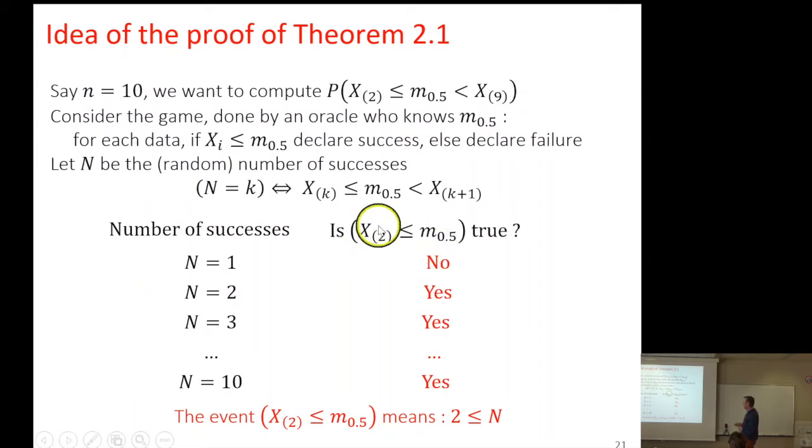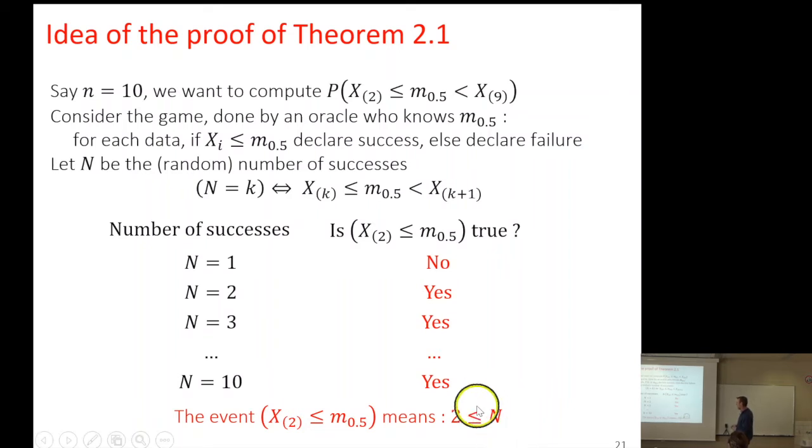We see that if I ask the question, is the second value less than 0.5, that corresponds exactly to the case that n is larger than 2. So in general, we can relate the PDF of the random variable n to the thing that we're interested in, which is the thing that will give us the confidence interval. So the event, this is less than the median, is the same as this thing here.